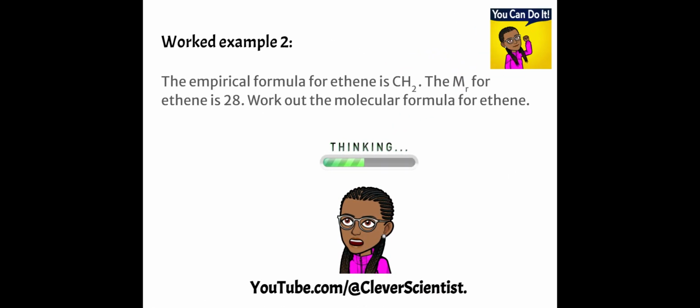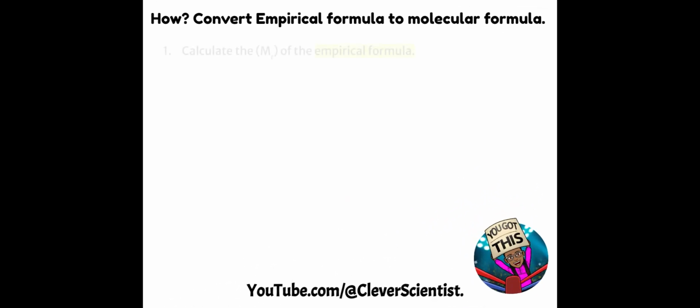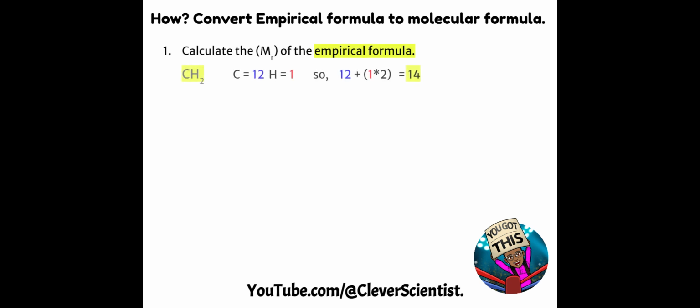So here's the question. The empirical formula for ethene is CH2. The Mr for ethene is 28. Work out the molecular formula for ethene. So let's dive in. Calculate the Mr of the empirical formula. So for CH2, the Mr is equal to 14.